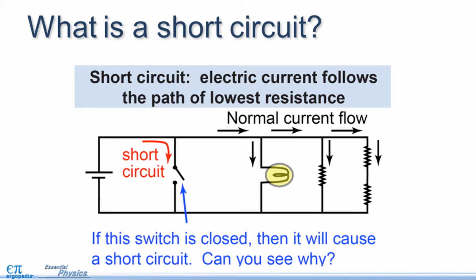A short circuit occurs when electric current follows the path of the lowest resistance. If this switch is closed, then it will cause a short circuit. Can you see why? Hopefully what you see is that when you close that switch, the least amount of resistance is through that wire. So the current is not going to flow through the light bulb or the other resistors. It's going to go directly through that wire because it has the least amount of resistance.